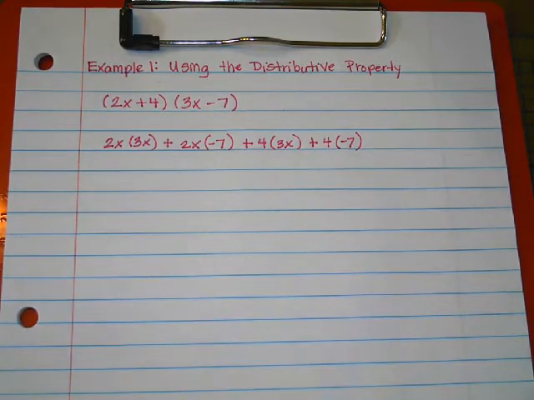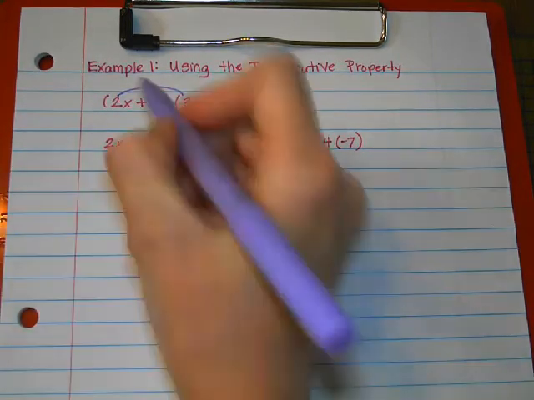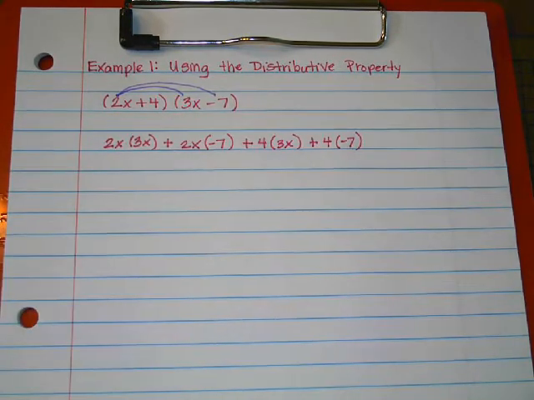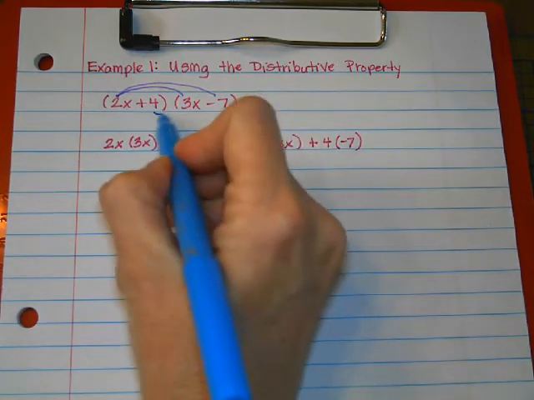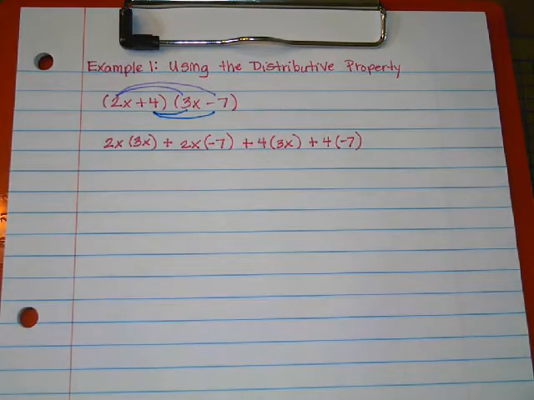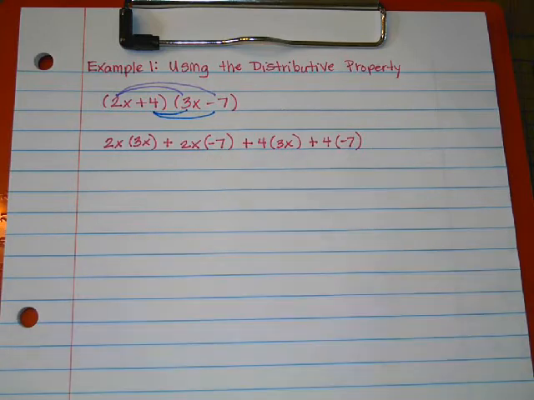So that's the distributive property. We used a different color here so we can show we distributed the 2 times the 3x, and then we did the 2 times the negative 7, and then we did the 4 times the 3x, and then we did the 4 times the negative 7. That's what we did with the distributive property. Now we're going to multiply each of these individual sections.